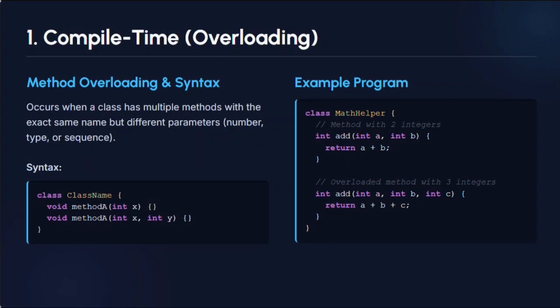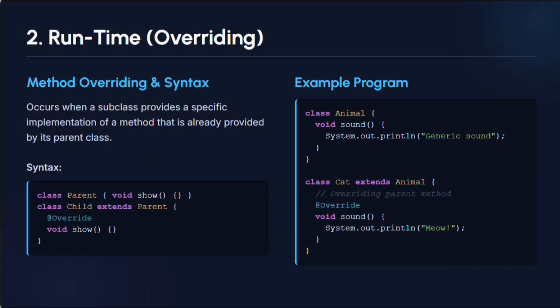Next, we are starting with compile time, that means overloading. Method overloading occurs when a class has multiple methods with the exact same name but different parameters. The parameters can differ in number, types, or sequence. The syntax and the example program are given. Go through that once.